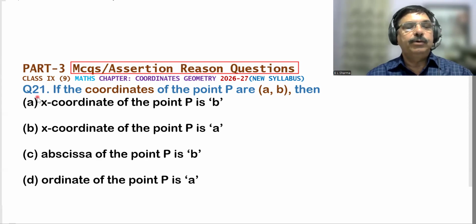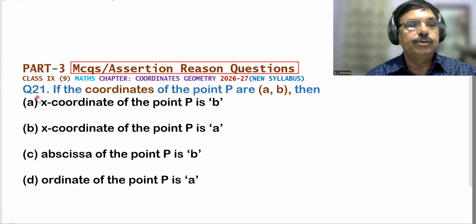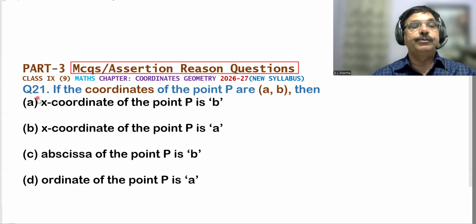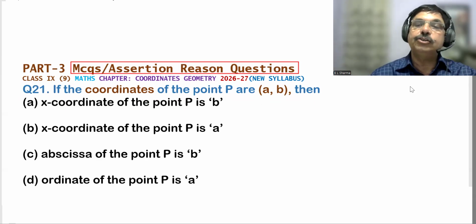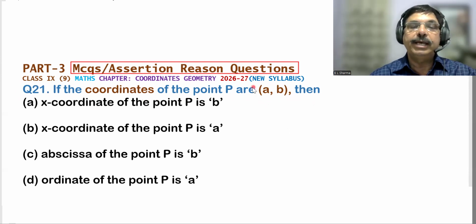We have already given you question number 1 to 20, and now we start with question number 21. The question is, if the coordinates of the point P are (A, B), then which of the following is correct? See, the x coordinate of the point P is B. Is the x coordinate of point P B? No, because the first component is the x coordinate. So here the x coordinate should be A. So we say this is not correct.